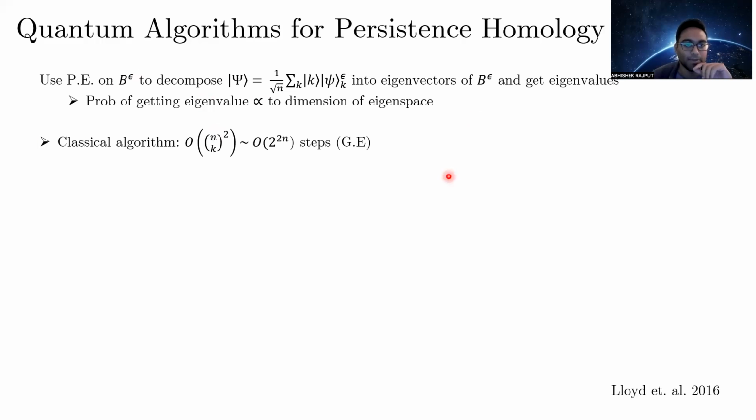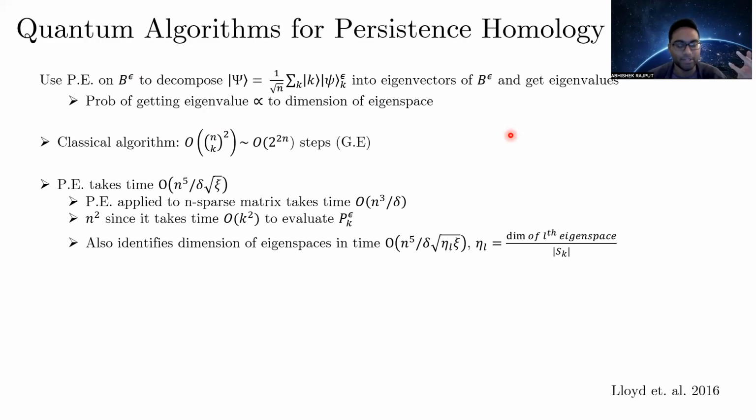Now, getting the eigenvalues and eigenvectors on a classical level, if you were to use something like Gaussian elimination to diagonalize everything and then get the rank of that matrix, would take order something like 2 to the 2n, where n is the number of data points. However, with phase estimation, this whole procedure takes n to the 5th over delta times the square root of epsilon, which is the accuracy to which you want to construct the simplex state. This is determined by the ratio of the simplices in your simplicial complex at a particular scale over all possible k simplices.